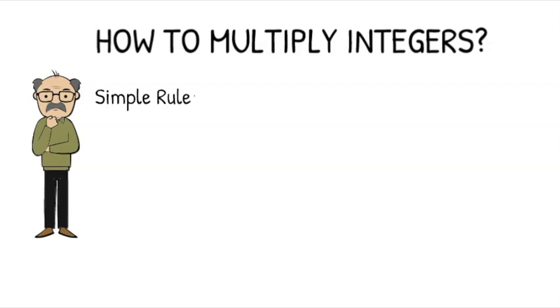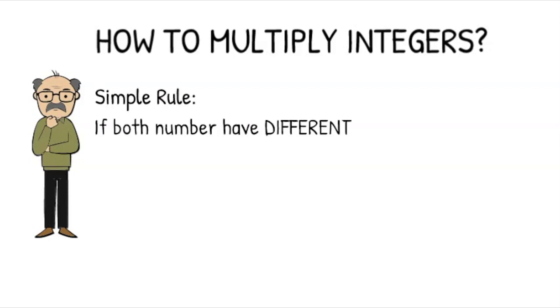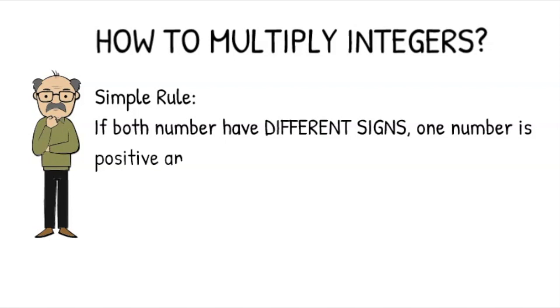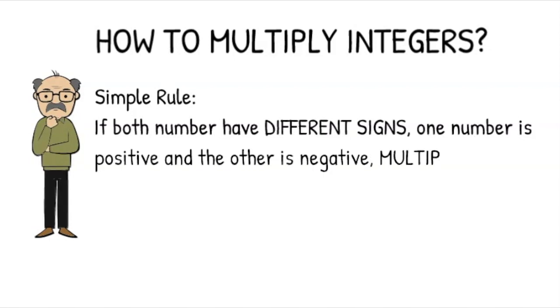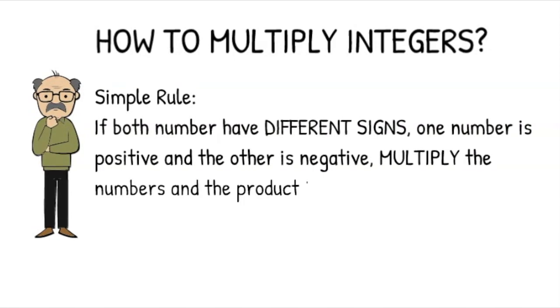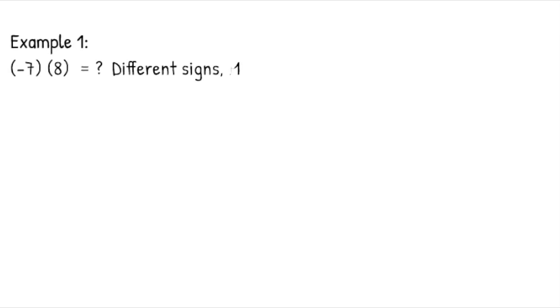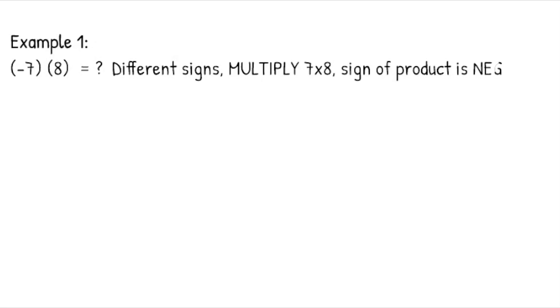This is the rule for different signs. One number is positive and the other is negative. Multiply the numbers and the product is always negative. Example number 1. Negative 7 times positive 8. Since both integers have different signs, following the rule shall give you a product that has negative sign. As a result, the answer is negative 56.